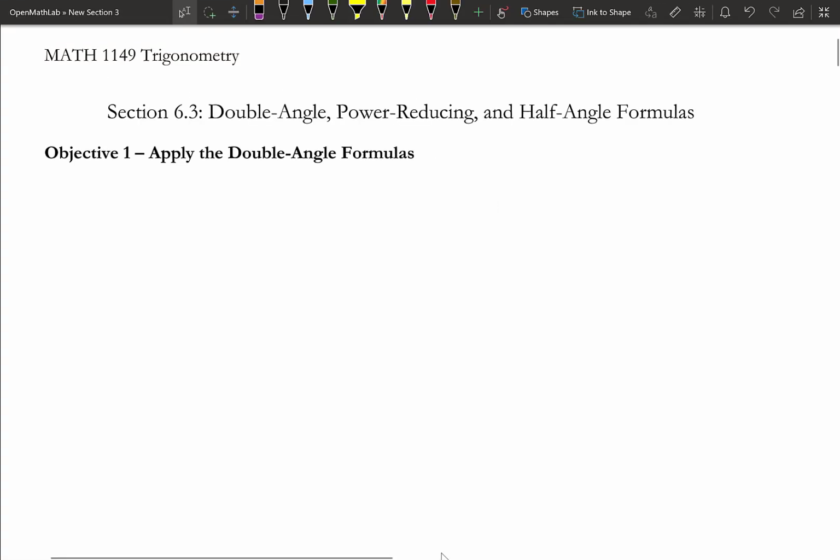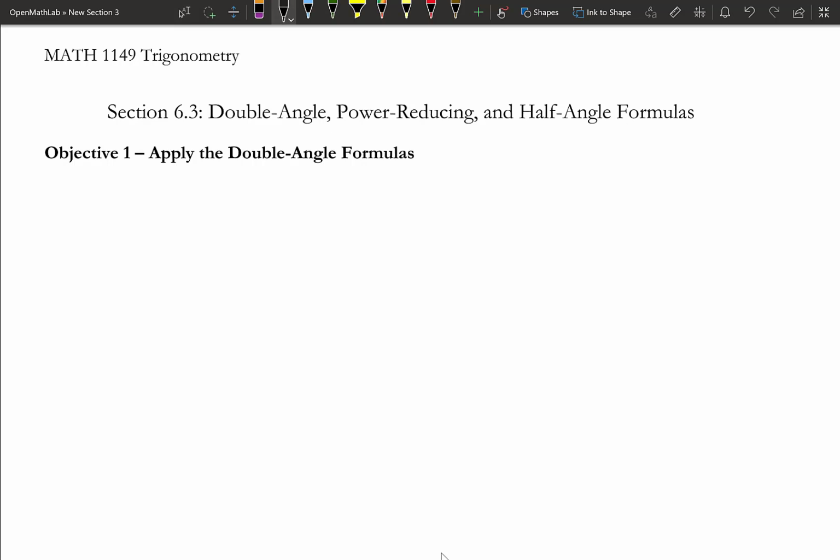Okay, so we're going to look at section 6.3, which is double angle, power reducing, and half angle formulas. Last time we looked at the sum and difference formulas, and we're going to use those to be able to derive the double angle formulas. It's not too crazy.